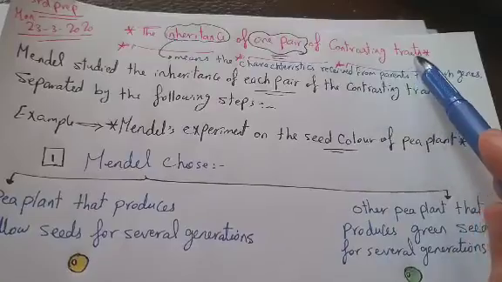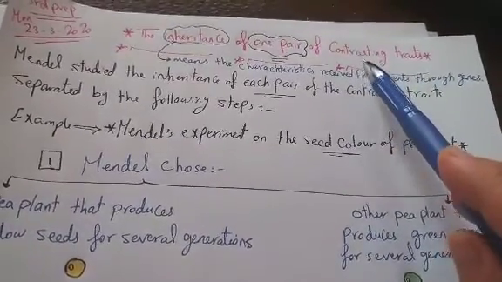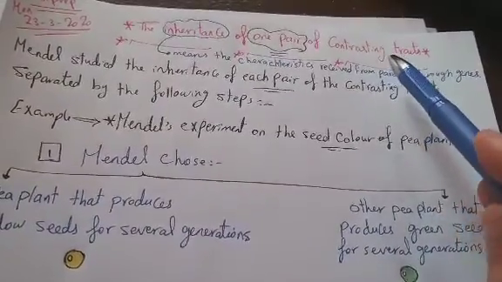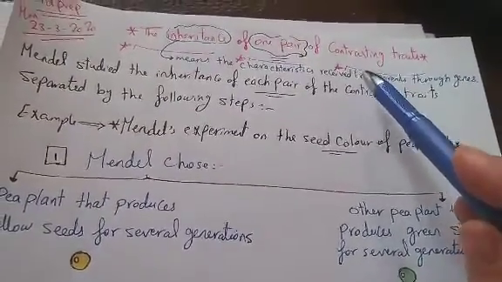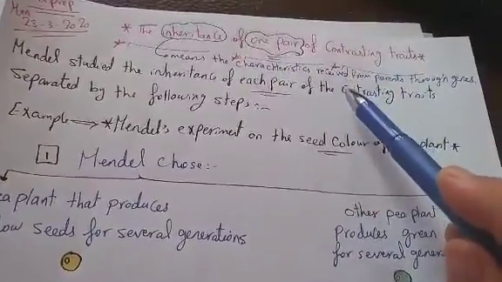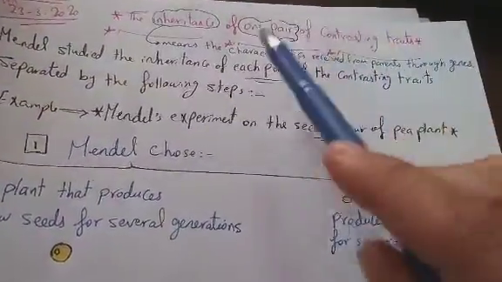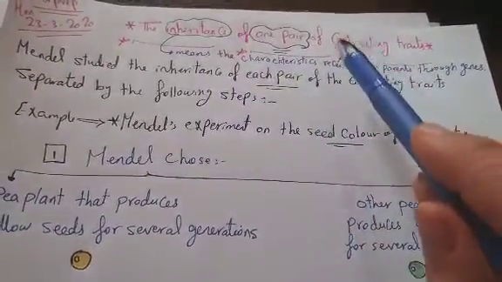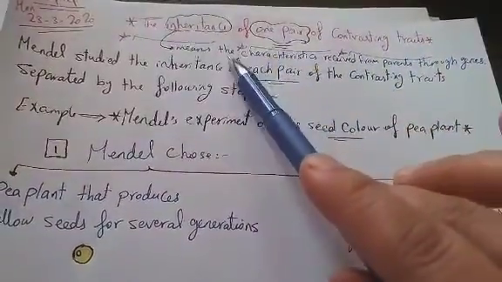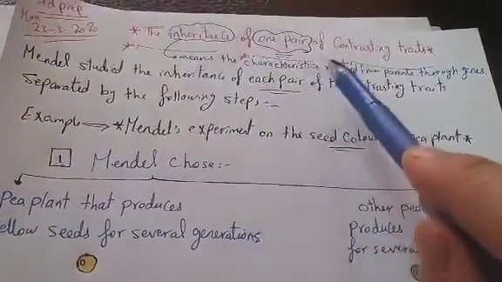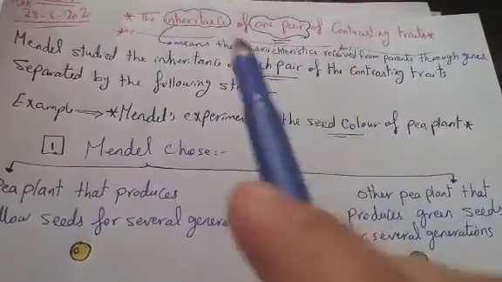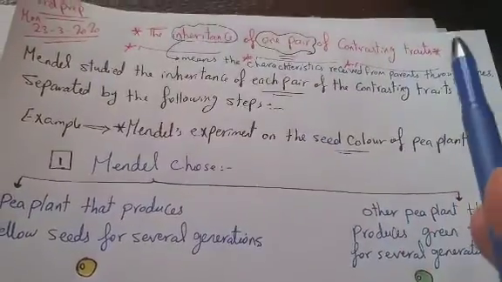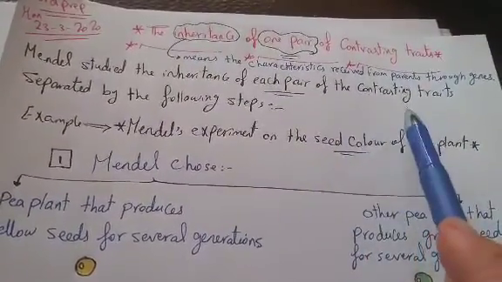You remember the contrasting traits that Mendel did his experiments on, the 7 traits: seed shape and seed color, pod shape, pod color, flower position, and finally stem height, tall or short. Today we will take only the inheritance of one pair, but after many sessions we will take inheritance of 2 pairs of contrasting traits.